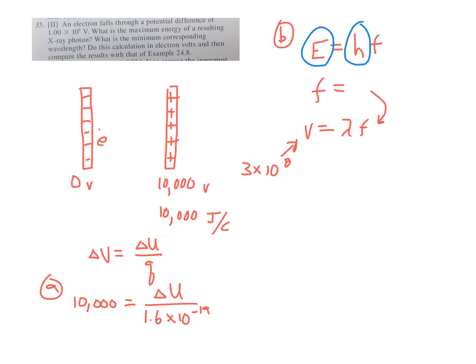And then it says, do the calculation in electron volts. All right, well, that would be part C. It's going to be 10,000 electron volts, because that's the definition of electron volts. And I don't have the book handy right now, but you can go look that up, example 24.8.